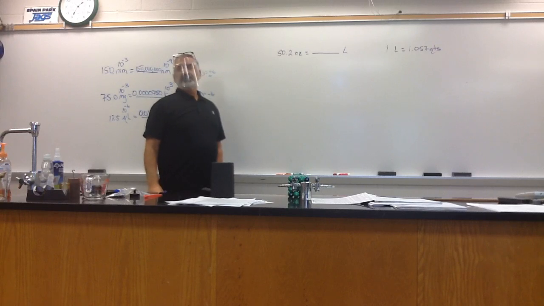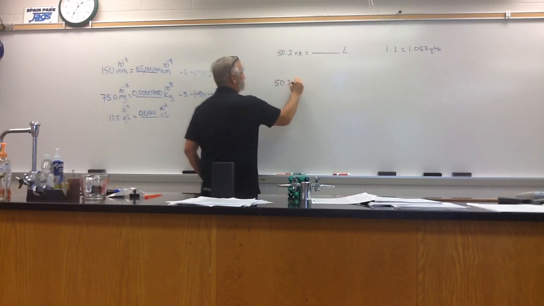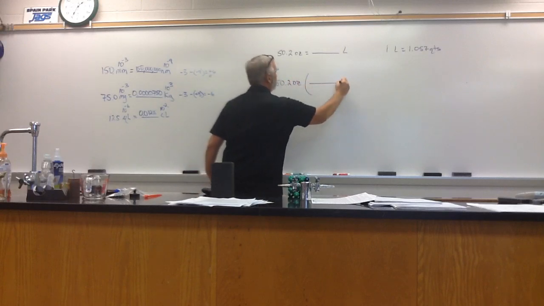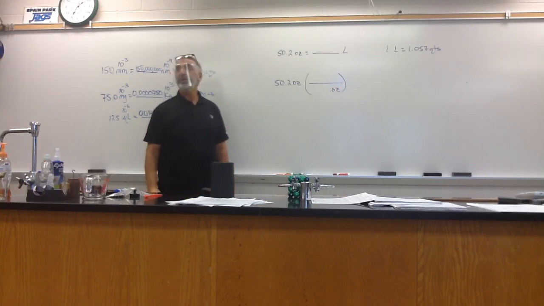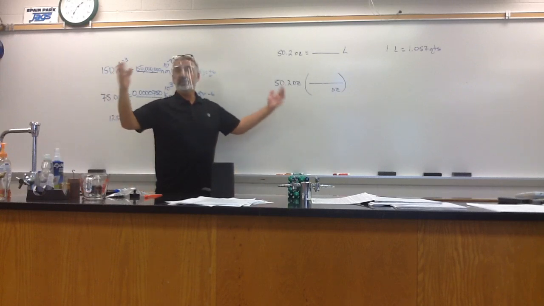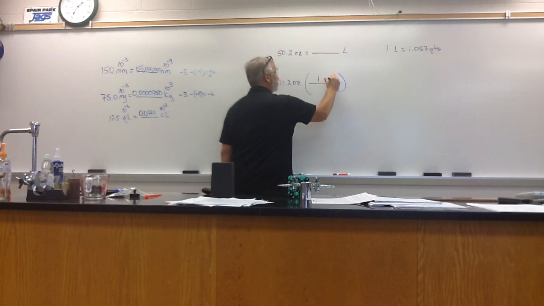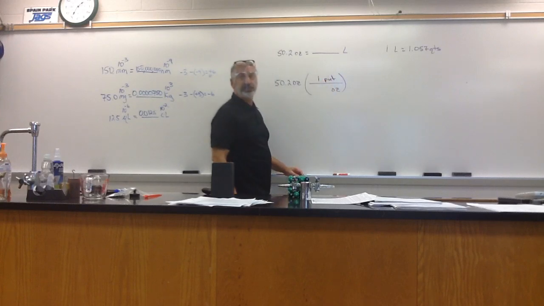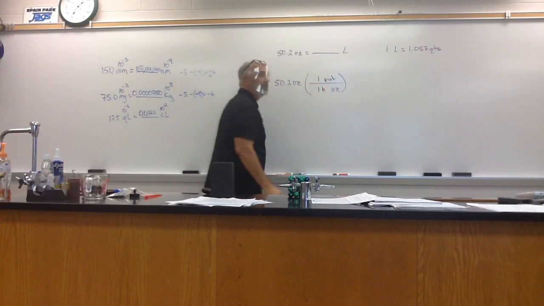Now, I don't know how many ounces are in a quart. Okay? But I do know that 50.2 ounces, whatever I have right here, has to have ounces in the bottom. Well, I know that there's 16 ounces in a pint. That's one of the conversions we have. So 1 pint, and that's pronounced pint, even though English says it should be pint, 1 pint is 16 ounces.